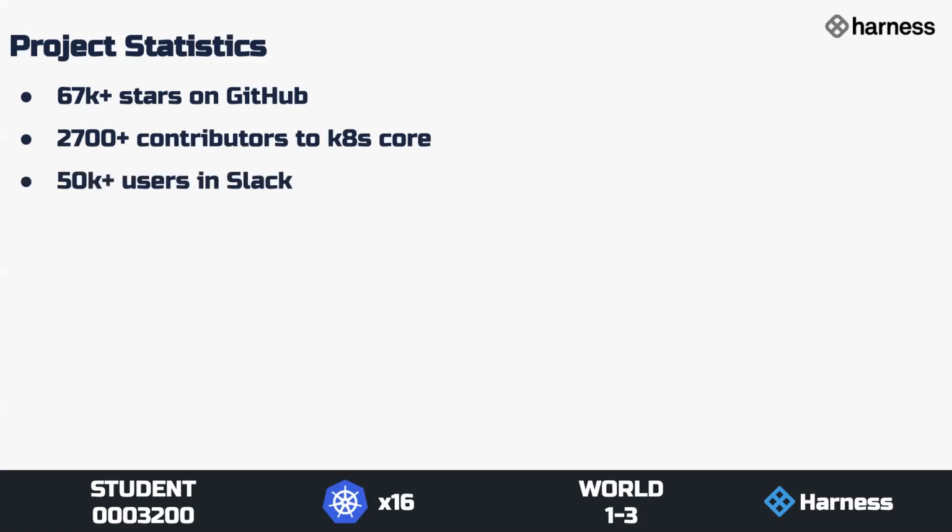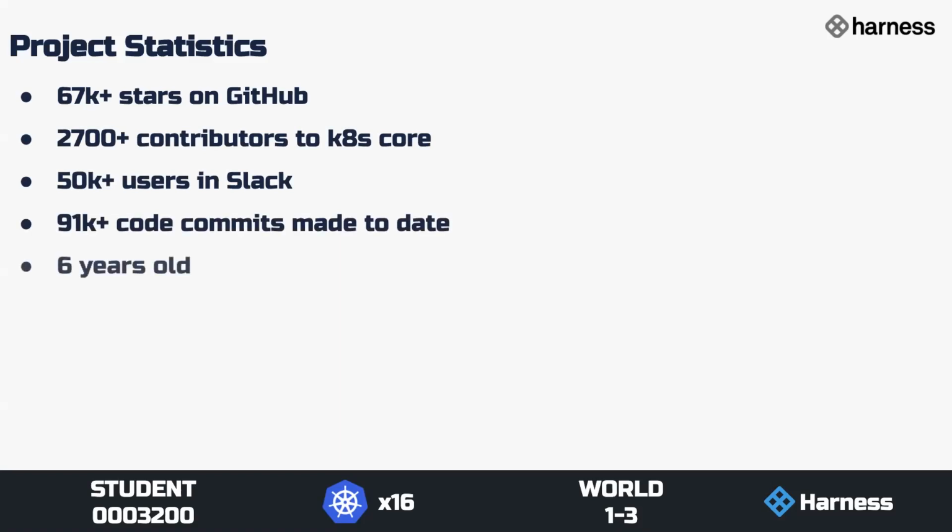You have 50,000 users in the Slack workspace. You have about 91,000 code commits made to date, which is massive, especially considering Kubernetes is a little bit older than 6 years. So 91,000 code commits made to date, that's huge.